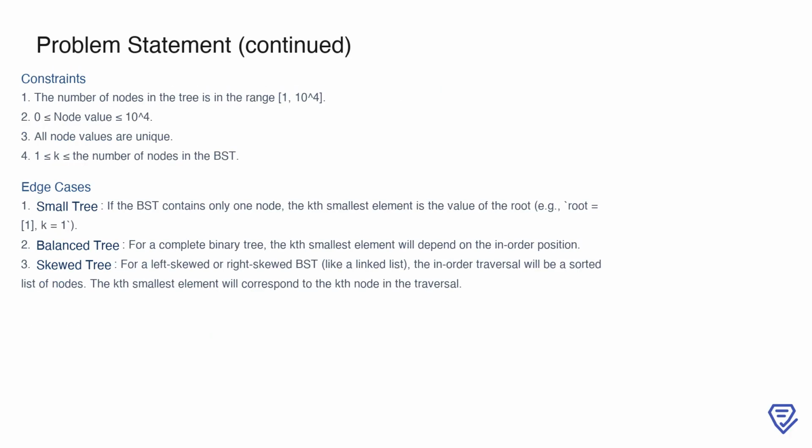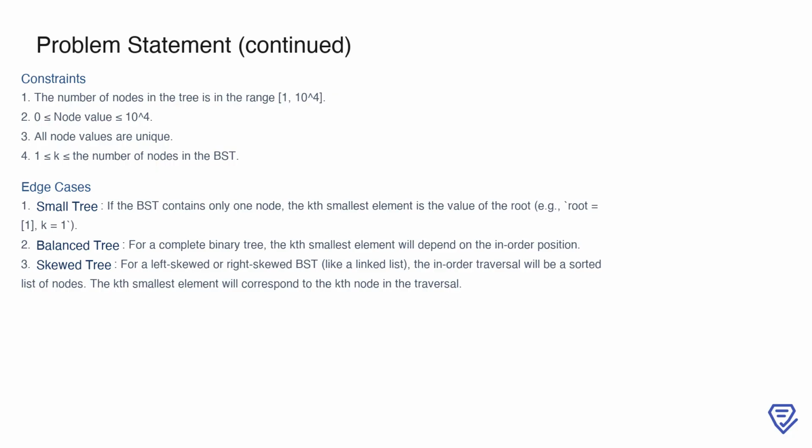Now let's discuss the constraints and edge cases for this problem. The number of nodes in the tree can range from 1 to 10,000, meaning the tree can be very small or quite large. Node values are guaranteed to be unique and will always fall between 0 and 10,000. Additionally, the value of k will always be between 1 and the total number of nodes in the BST, so you don't need to handle invalid k values.